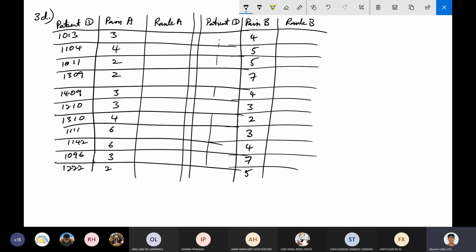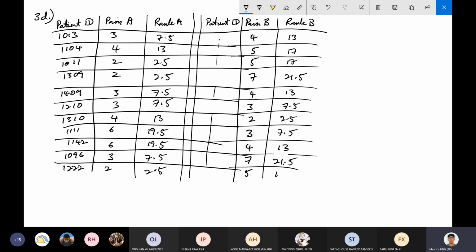So rank for A, I end up with 7.5, 13, 2.5, 2.5, 7.5, 7.5, 13, 19.5, 19.5, 7.5, and 22.5. Here will be 13, 17, 17, 21.5, 13, 7.5, 2.5, 13, 21.5, 7, okay, missed out one number, 1, 2, 12.5, 13, 7.5, 2.5, here, this one, 7.5, 13, 21.5, and 17, okay.